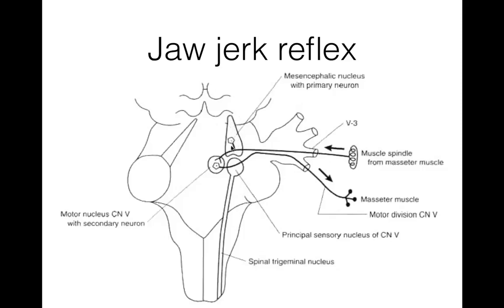mesencephalic nucleus in the brainstem. That then sends out fibers that synapse with the motor nucleus of trigeminal nerve, which then in turn sends out fibers that would form the motor division of trigeminal. And this nerve, of course, innervates the masseter muscle, and with the stimulation of the masseter muscle, this results in the contraction of this muscle.